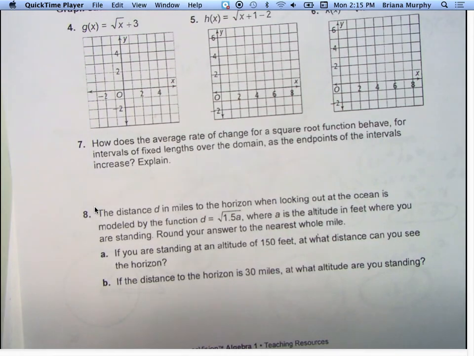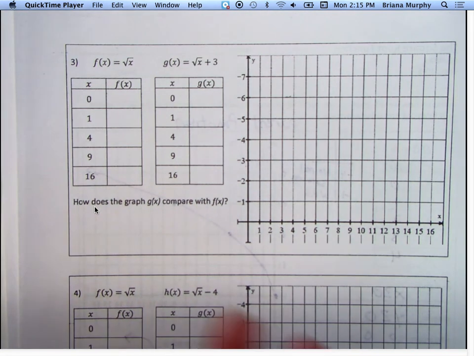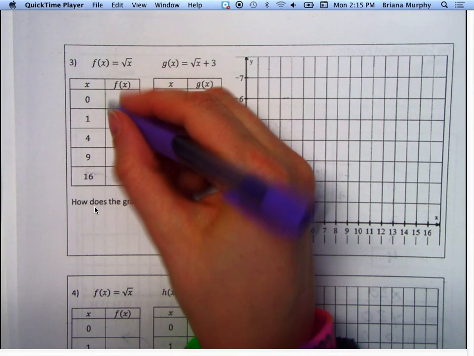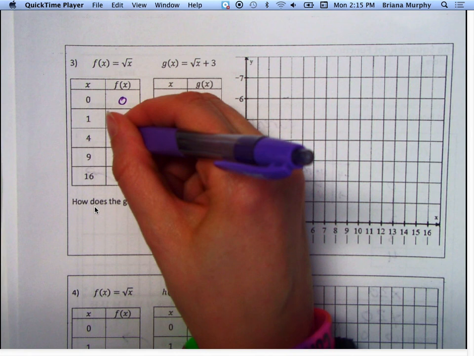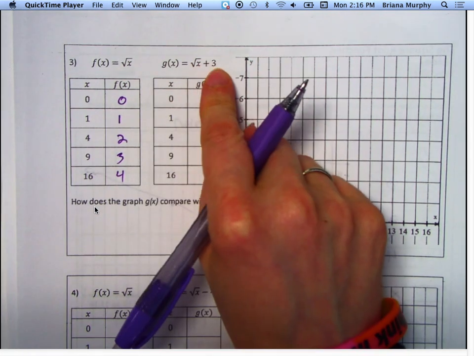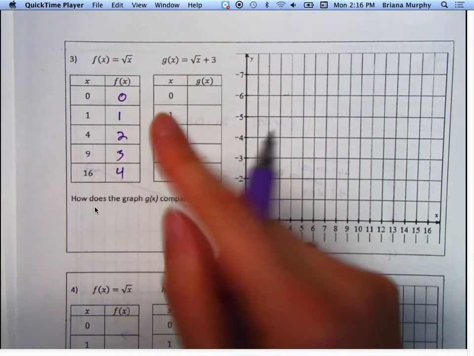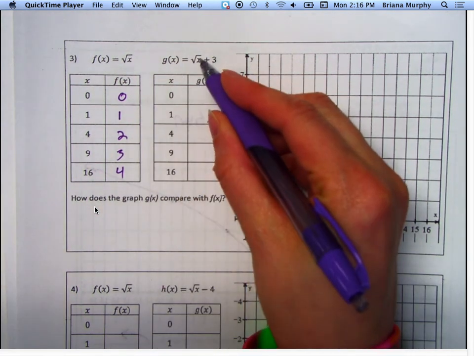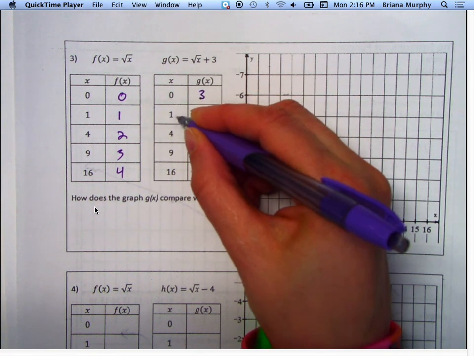All right. We're going to compare these. It's on the other page, so instead of flipping back and forth, let's just write them down real quick. We've got 0, 1, 2, 3, and 4. We're adding 3. So what do you think we're going to do to each of these points? Add 3. Okay, so square root of 0 plus 3 is 3. Square root of 1 is 1, plus 3 is 4.